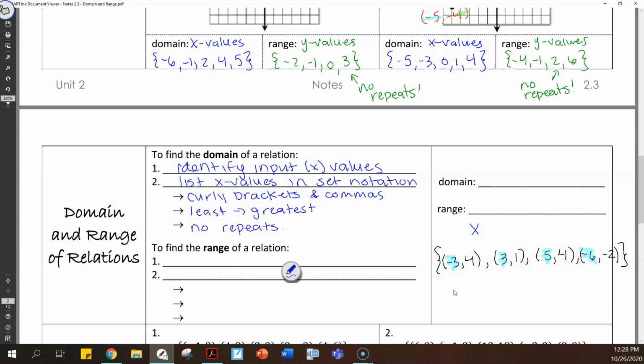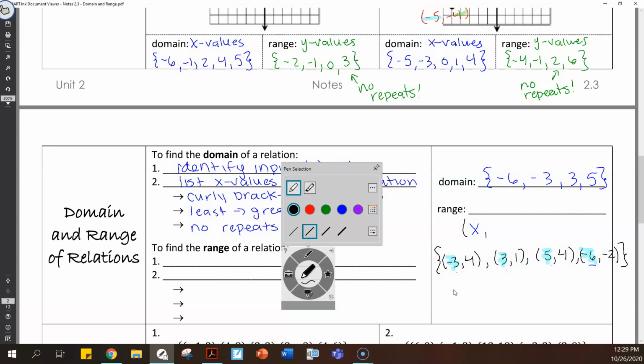So when I look at my domain, I've got -3, 3, 5, and -6. I want to write those least to greatest. So my least is -6, followed by -3, then 3, and then 5. Okay, so I write them least to greatest. In this one, I didn't have any repeating, so I'm okay to go there.